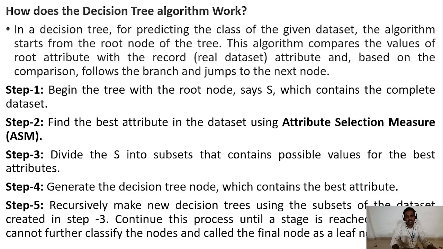Next, how does the decision tree algorithm work? The decision tree algorithm works for predicting the class of the given data set. The algorithm starts from the root node of the tree. It compares the values of the root attribute with the record attribute, and based on the comparison, follows the branch and jumps to the next node. What is step 1? Begin the tree with the root node, say S, which contains the complete data set.